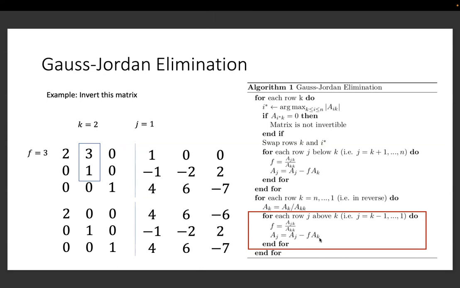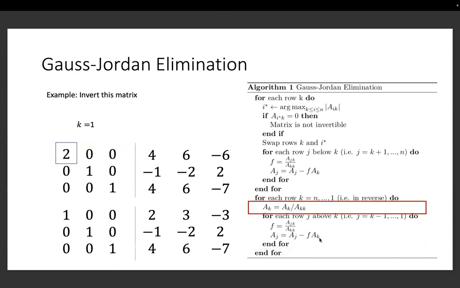And then finally, we have k is equal to 1, and then we need to divide each element in the first row by akk, which is 2, to make sure that the first element in the matrix is equal to 1. So now we have the identity matrix on the left side, and then on the right side we have the inverse of the matrix.